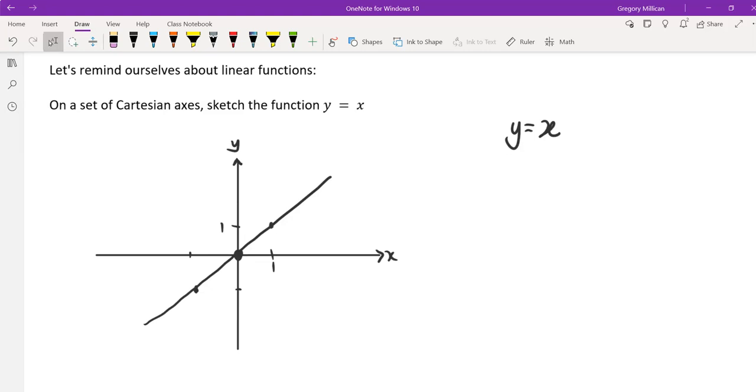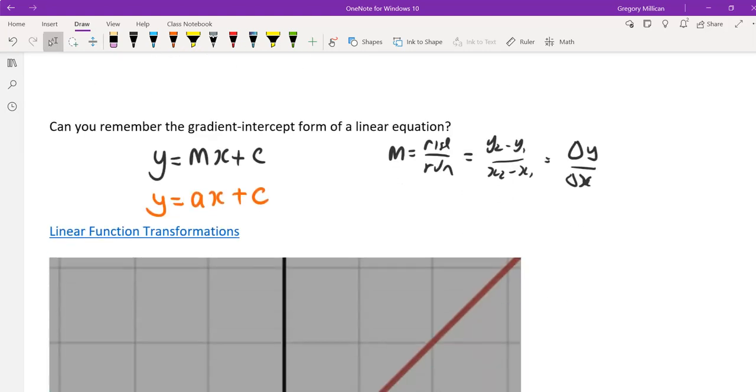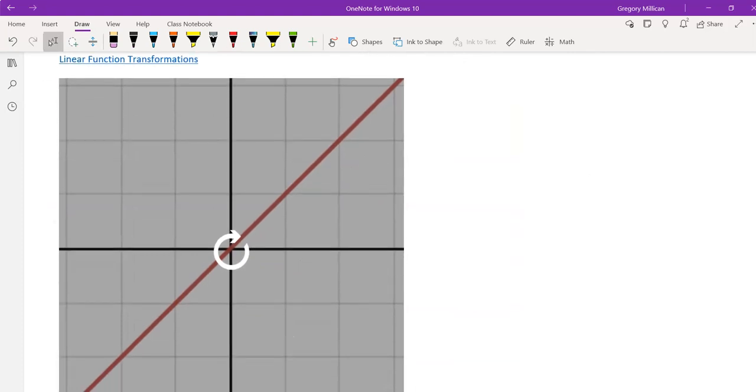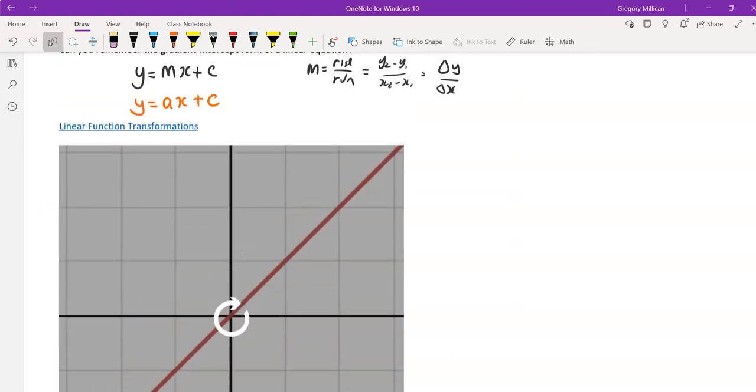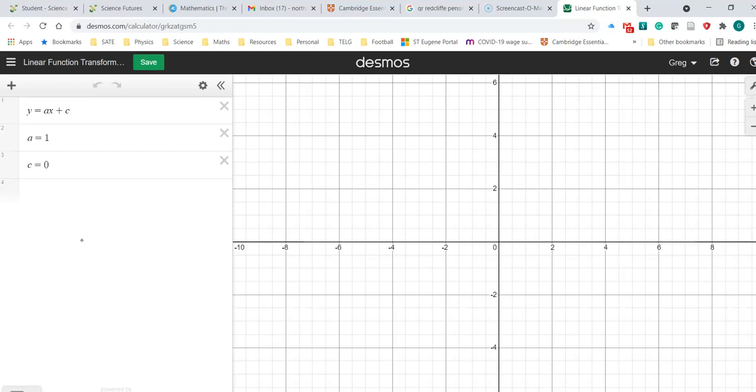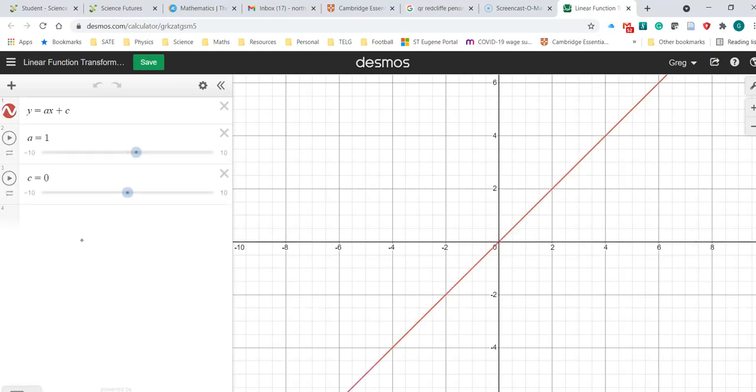And then we are going to play with it. And this is what you're going to do now. On your OneNote, you will see a link that says linear function transformations. Could you please click on that link? It will open up Desmos. You can do it in the OneNote, but the only problem is you may not be able to see all the bits, and sometimes it's not big enough. So that's why I use the link.